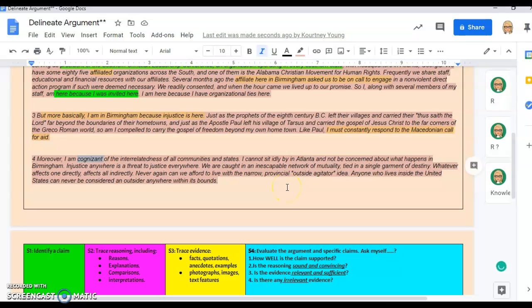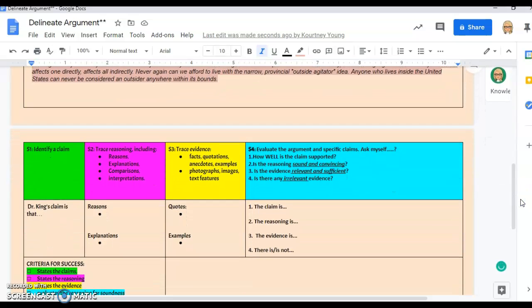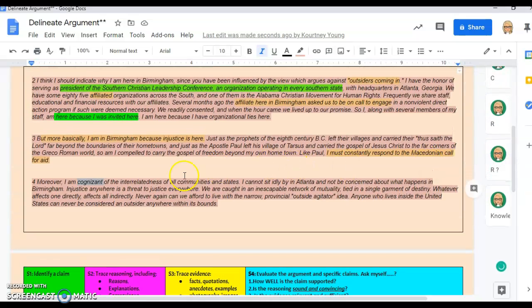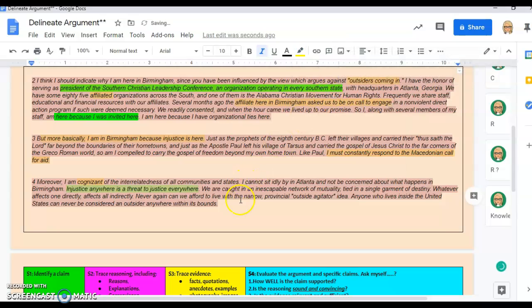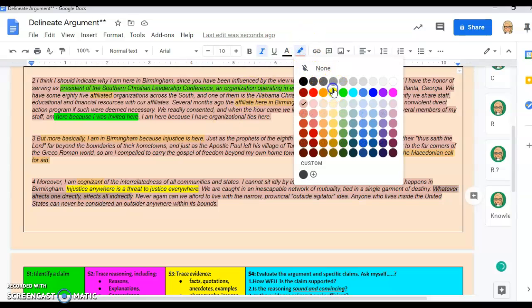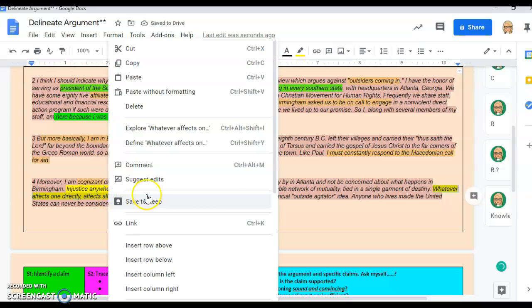Well, I remember one of them said something about quotes. Let's see here. Trace evidence, facts, quotes, anecdotes, examples. I feel like we have a couple of those in here. Injustice anywhere, threat. That one seems like a pretty good quote. We'll go ahead and highlight that in yellow. We're caught in an inescapable network of mutuality, tied to a single garment. Whatever affects one directly affects all indirectly. We'll highlight that.